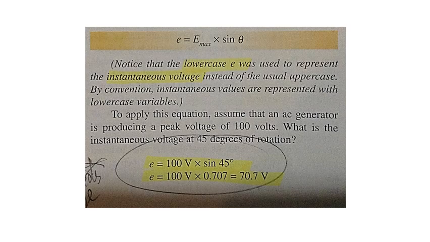To apply this equation, assume that an AC generator is producing a peak voltage of 100 volts. What is the instantaneous voltage at 45 degrees of rotation? For this, follow the formula given, where e equals 100 volts times sine 45 degrees, which equals 100 volts times 0.707, which is 70.7 volts.